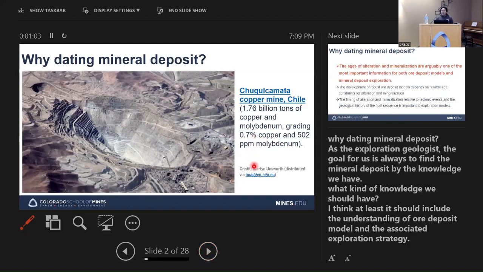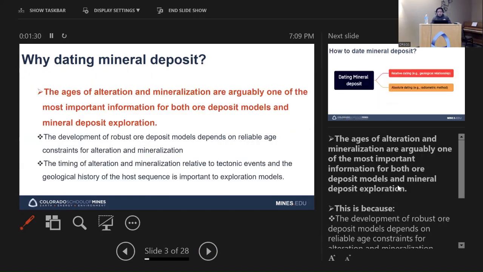So why do we care about mineral deposit dating? As exploration geologists, the goal for us is always to look for mineral deposits with the knowledge we have. What kind of knowledge should we have? I think it should at least include the knowledge about the mineral deposit model and the associated exploration strategy. And the age of the mineralization and alteration are arguably one of the most important pieces of information for both ore deposit models and mineral deposit exploration.